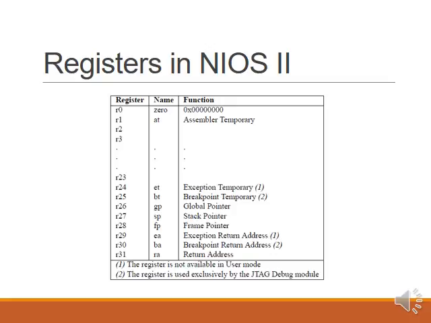Now we will see the registers in NIOSII. There are 32 general purpose registers in NIOSII. Each and every register has a different function and they are very useful for computation. As shown over here, the registers R0 and R1 are of importance. Moreover, the registers R27, R28 and R31 are very important for jump and stack computations. We'll be using R27, 28 and 31 a lot in our programs.